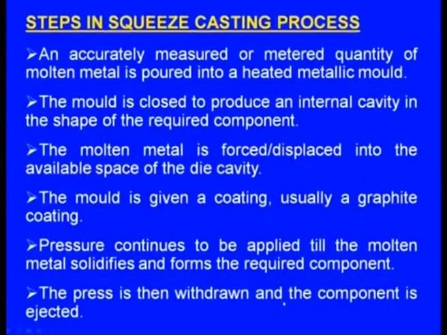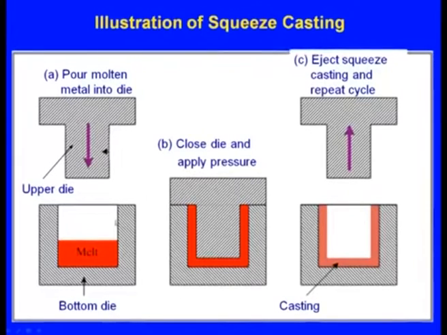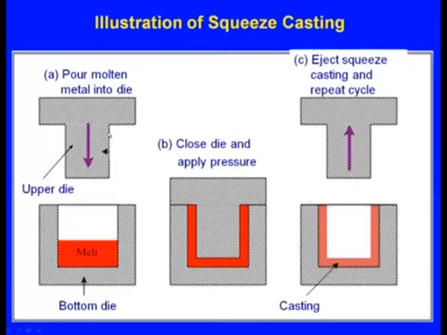The press is then withdrawn and the component is ejected, and here we can see an illustration. This is the metallic die, and this is the upper die. Here we can see the molten metal is poured into the die. Then the upper die comes down and presses.